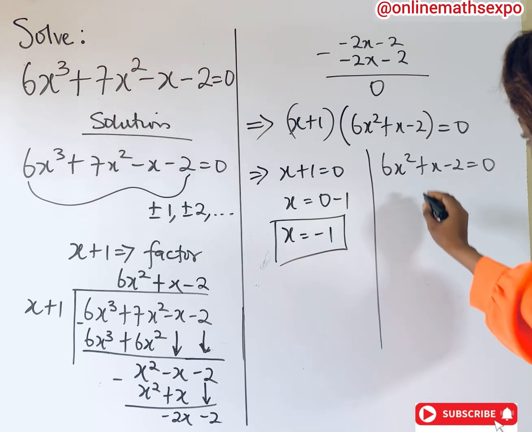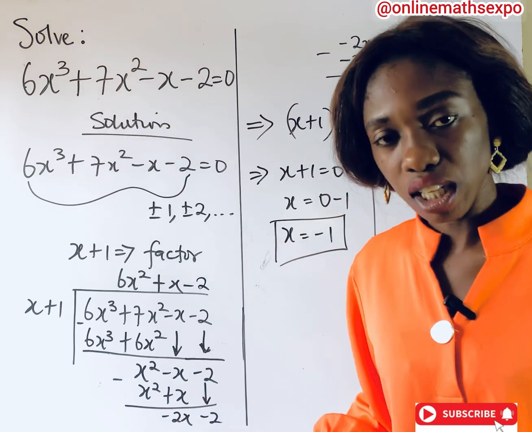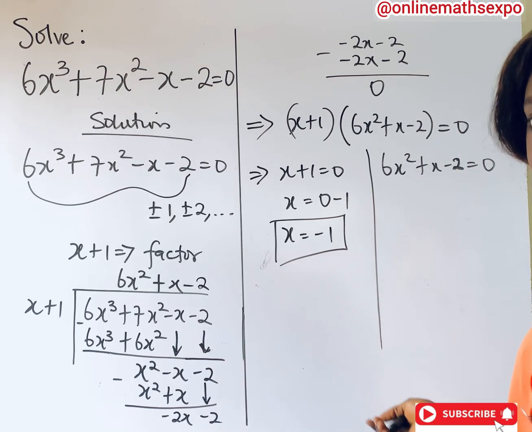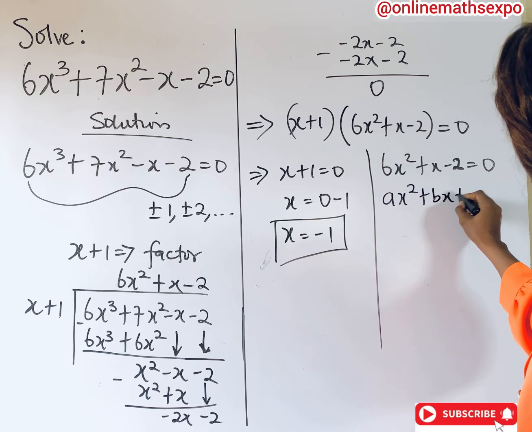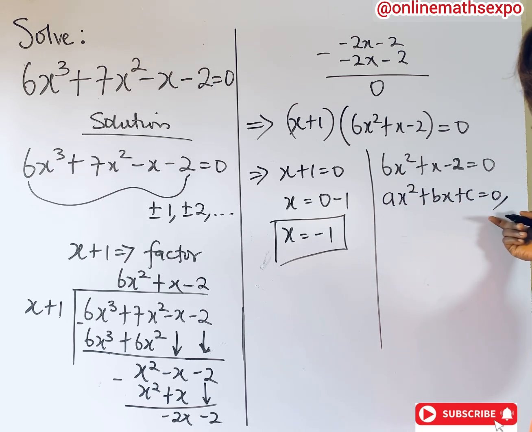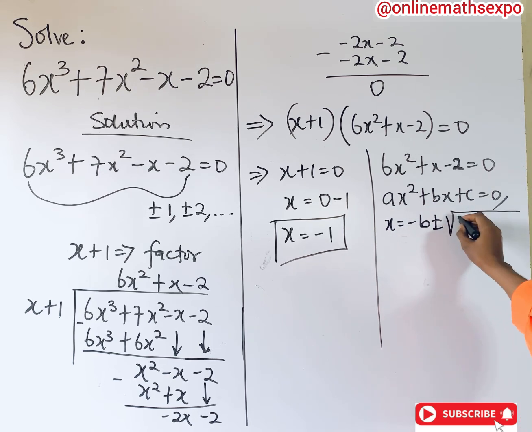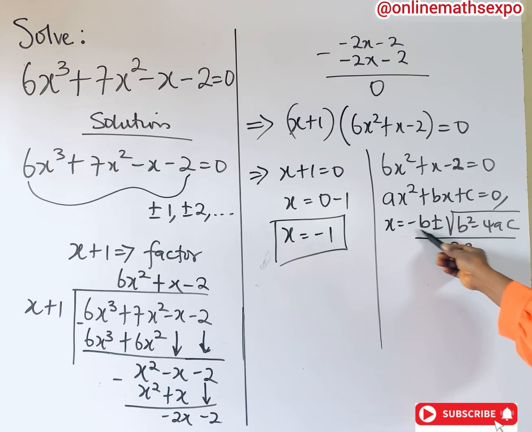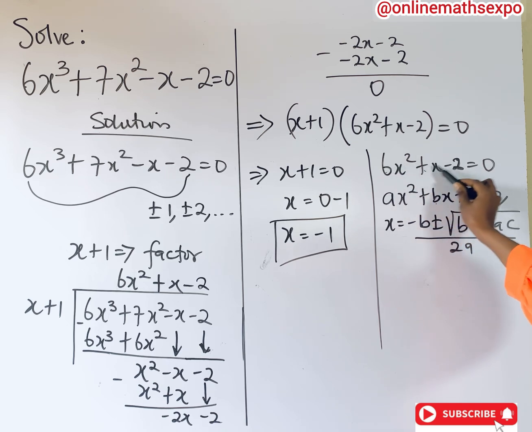Let's go for this. At this point, you can use either your quadratic formula or any method you are convenient with. So let's solve this using our quadratic formula. Remember, it is gotten from ax squared plus bx plus c equal to 0. Then if this is the equation, we said that x is negative b plus or minus square root of b squared minus 4ac all over 2a. Now, what does it mean? What you plug into the formula are the values of a, b, and c, which you get from this equation.